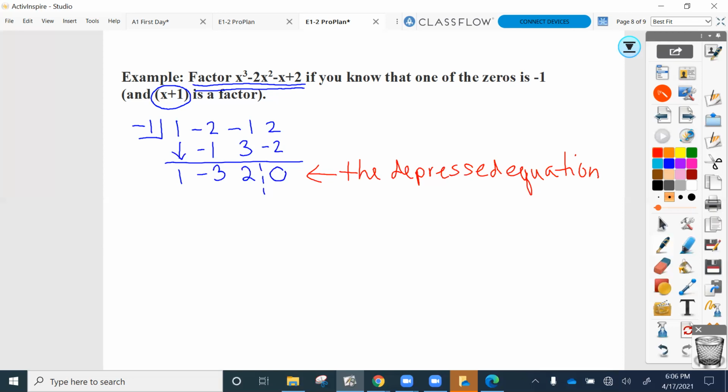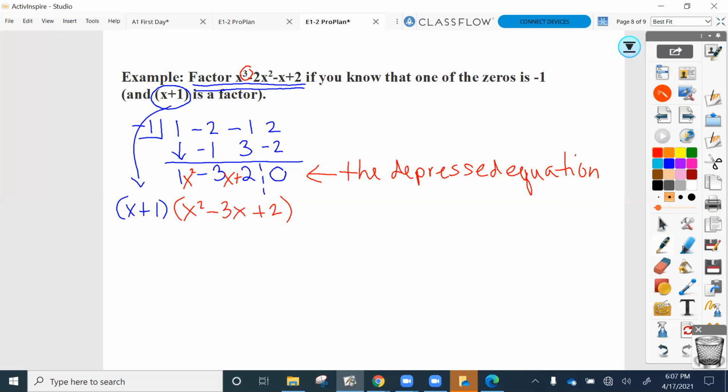So we know that x plus 1, because they gave it to us, is one of the factors. Now what we know is, since this is x cubed, we're going to take this one down to x squared. This will be x to the first, and this will be just 2. So the depressed equation is x squared minus 3x plus 2.